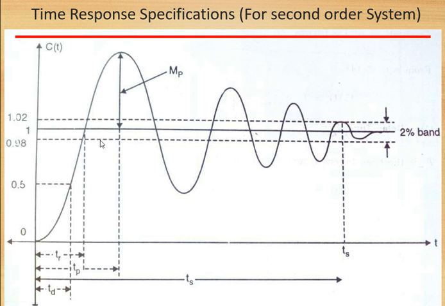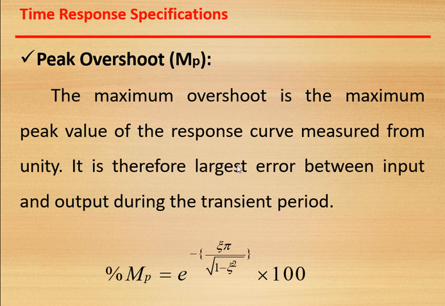And in that transient response, this maximum overshoot will give you the maximum error, because whatever the value is greater than 1 will be considered as an error here. It may be positive or negative, but here we are talking about the positive only. So this maximum overshoot will give you a maximum error because it has the maximum amplitude over this 1. That's why it is written here: it is therefore the largest error between input and output during the transient period only. That is very important.